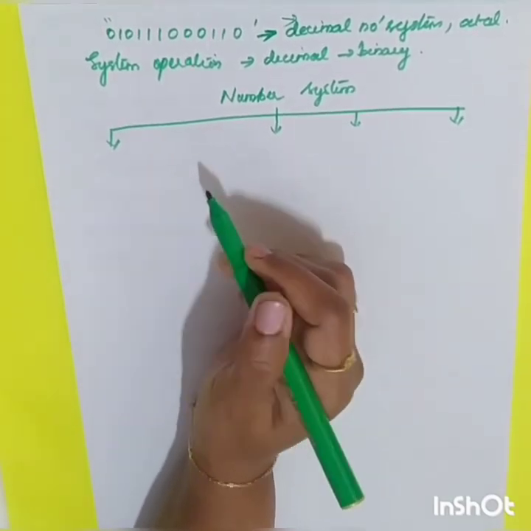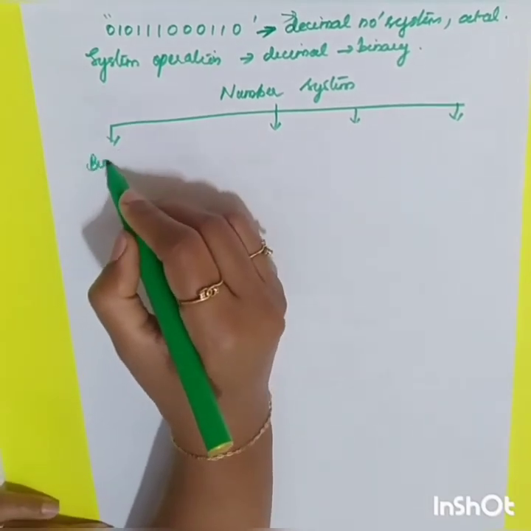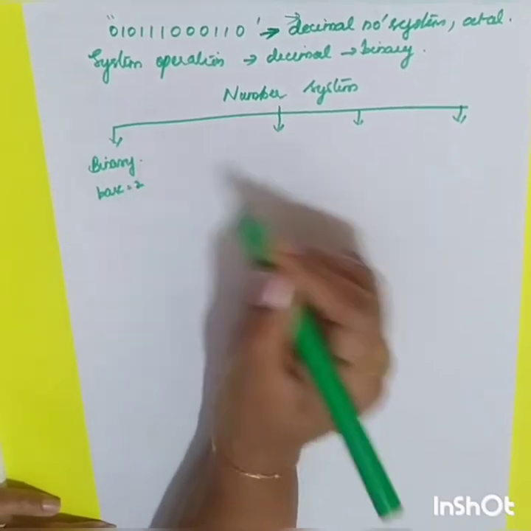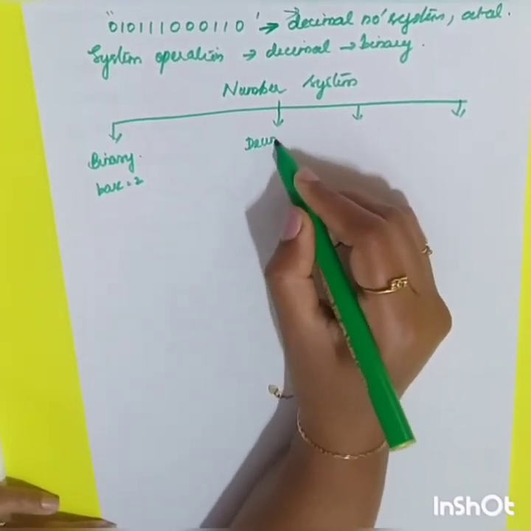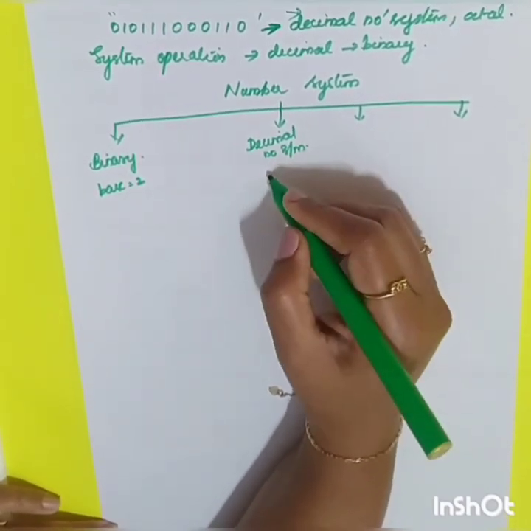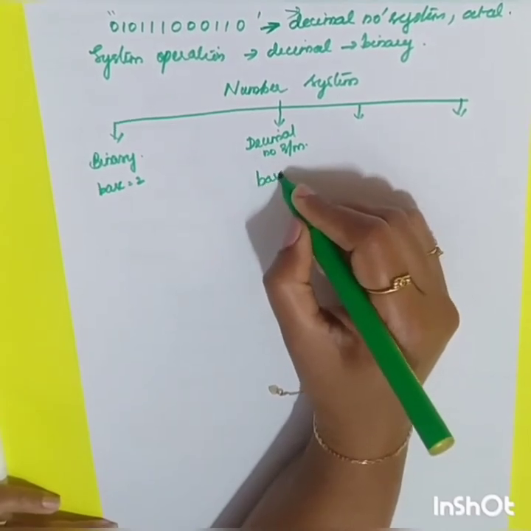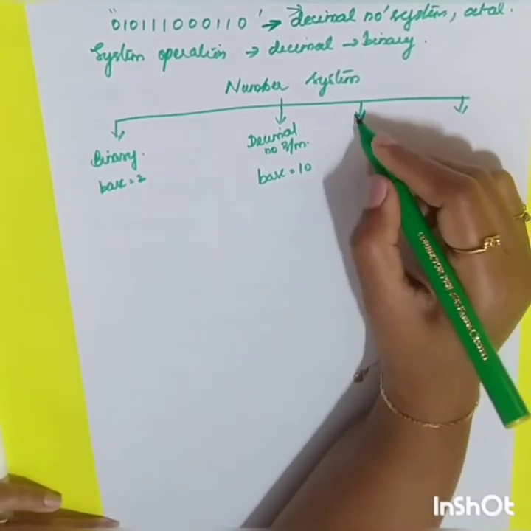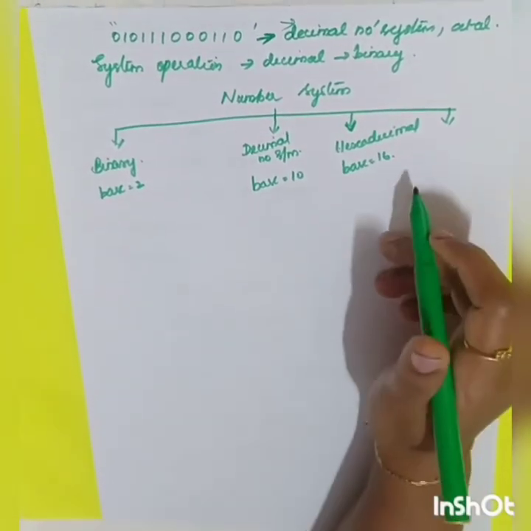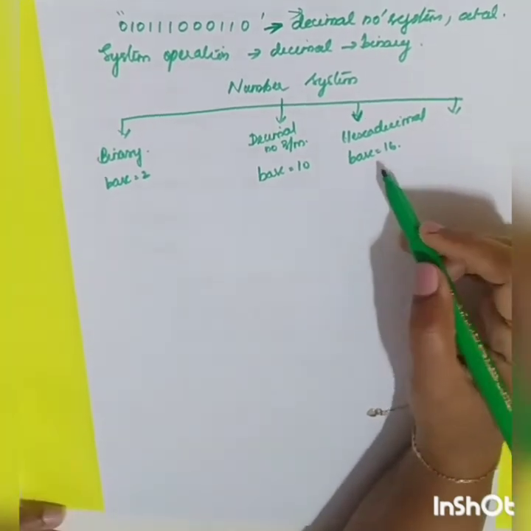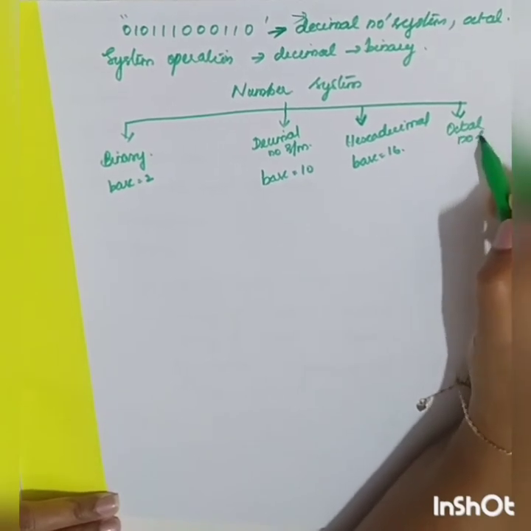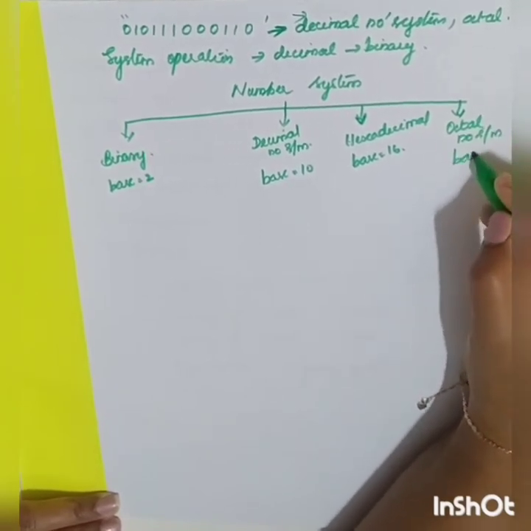The 4 types of popularly used number systems are, 1 is binary, right? Total 2 digits, so base is equal to 2. Now decimal number system: the total number of digits, or the base, is equal to 10. Next one is hexadecimal. In the case of the hexadecimal system, the total numbers used is 16, so base is equal to 16. The last one is the octal number system, where base is equal to 8.